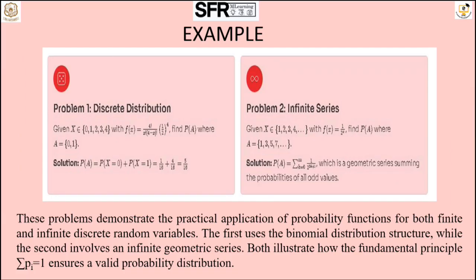I am giving a comparison with an example. The first one is a discrete distribution, the second one is an infinite series. These problems demonstrate the practical application of the probability function for both finite and infinite discrete random variables, that is, countable for discrete and uncountable for continuous random variables. The first uses the binomial distribution structure, while the second involves an infinite geometric series. Both illustrate how the fundamental principle, summation Pi equal to 1, ensures a valid probability distribution.